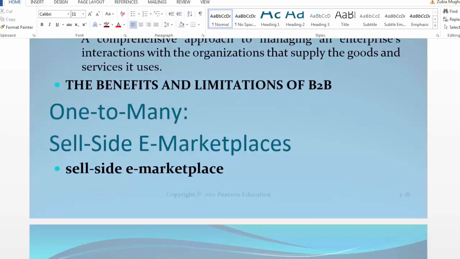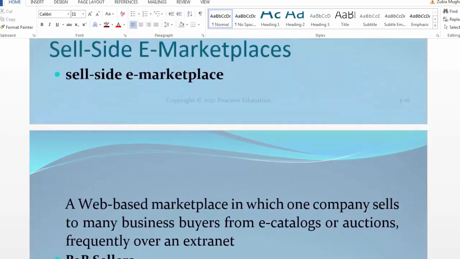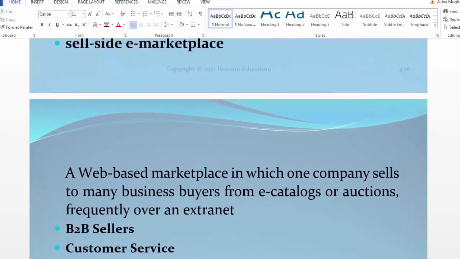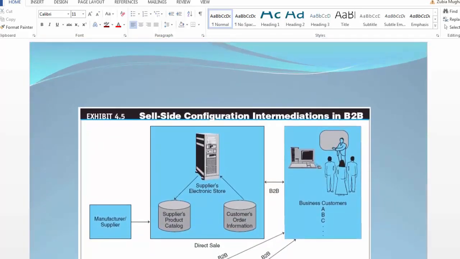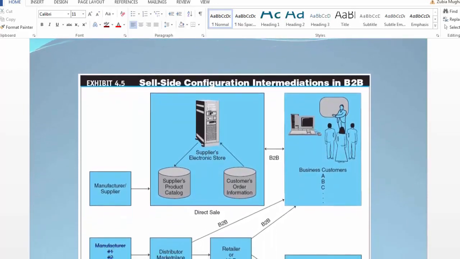In the one-to-many relationships, on the sell side e-marketplaces, we have a web-based marketplace in which one company sells to many business buyers from e-catalogs or auctions, frequently over an extranet. Okay, so this was what we established in the diagram before, one-to-many relationship. Then you have business to business sellers. Then you have a customer service or an exchange service. Okay, so sell side configuration or intermediations include something like this.